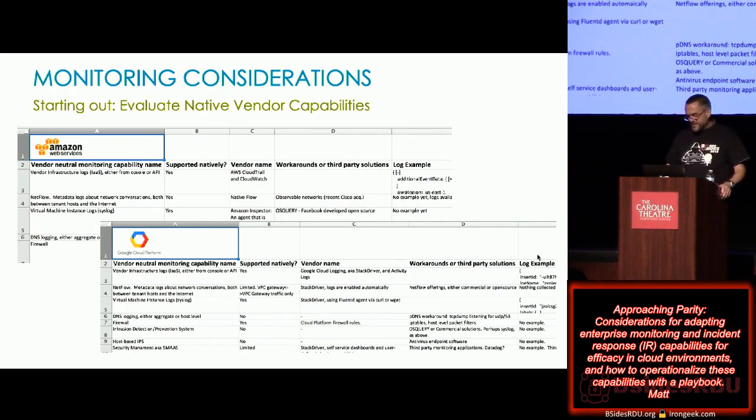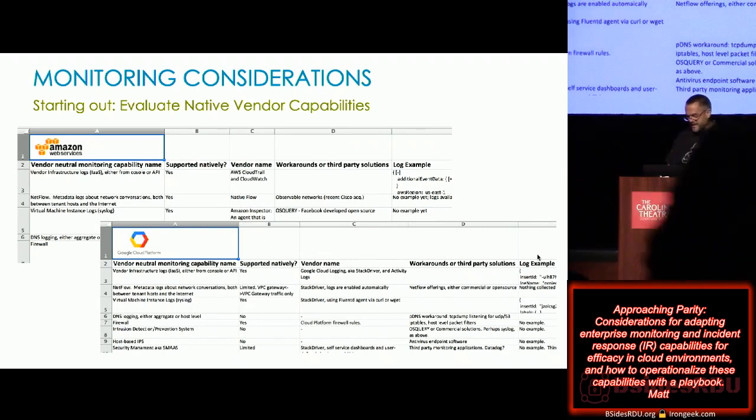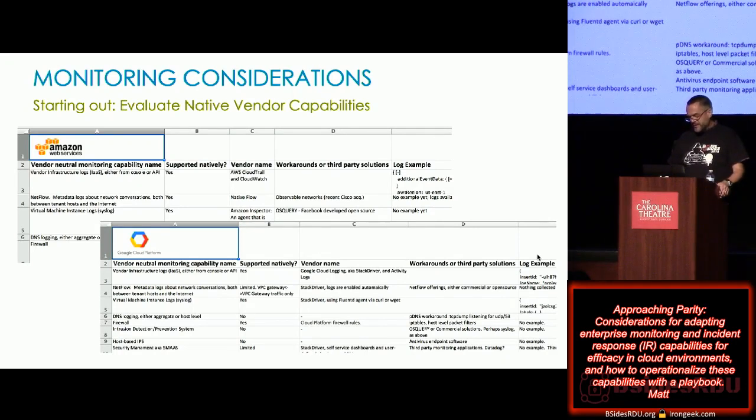And then second, knowing these native capabilities will help you plan your security monitoring architecture and your kit. So where native capability gaps exist, you can then look toward workarounds to bridge the gap or third-party solutions. And some third-party solutions design their kit to integrate with multiple IaaS vendors, right? And the native capability will dictate differences in how the third-party solution implements.